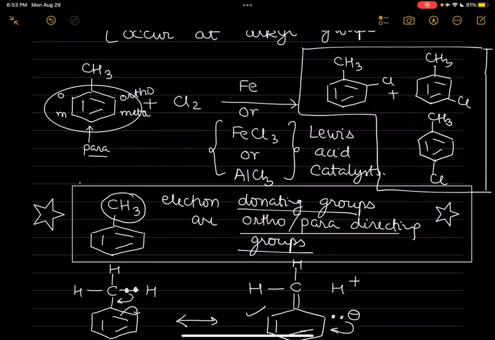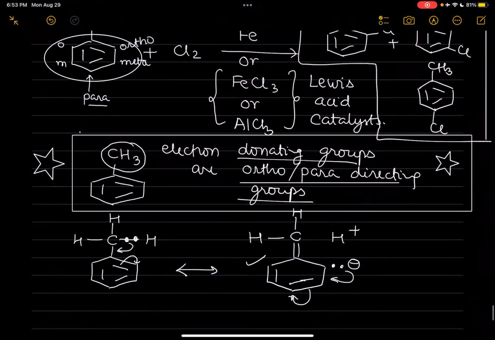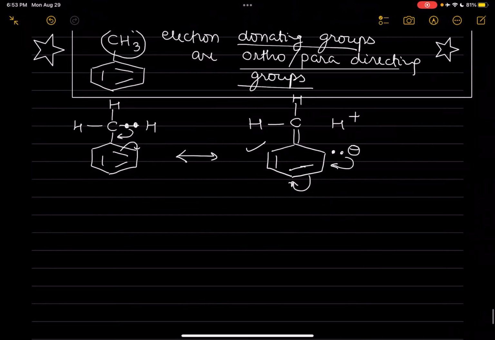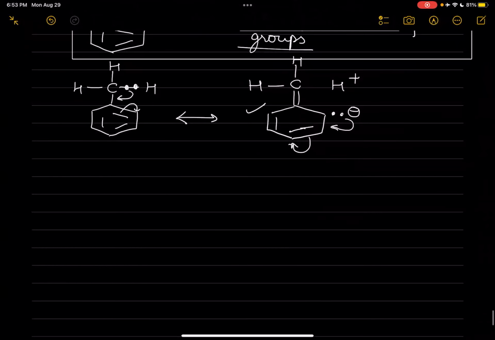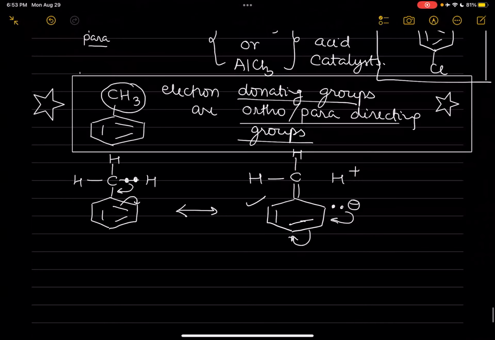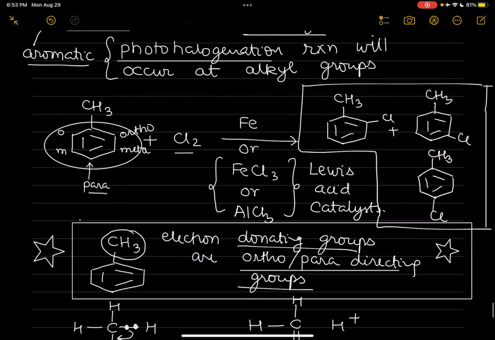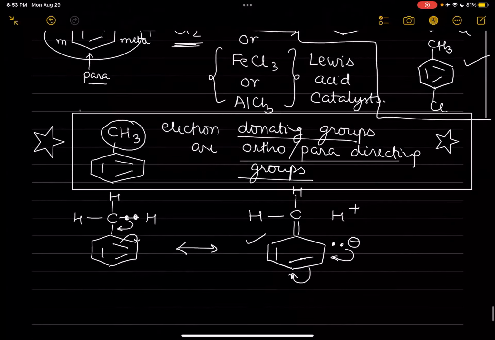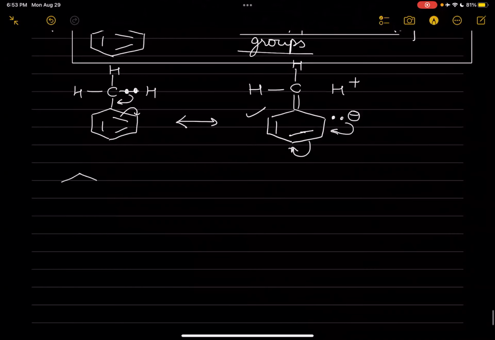And in this case, you are removing H plus and putting Cl plus. So in the benzene ring, where the Cl is going to attach itself, the Cl is going to attach at the ortho and para positions. So this is going to be the answer. I will write it once again. The major product is going to be ortho para.